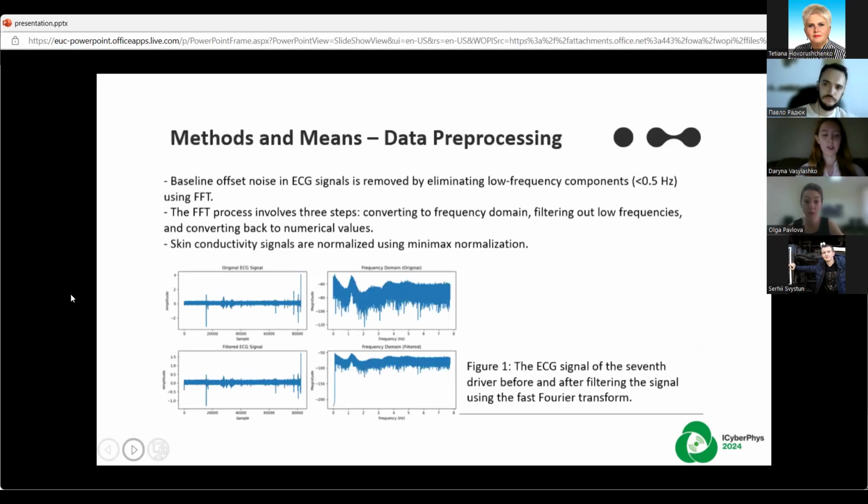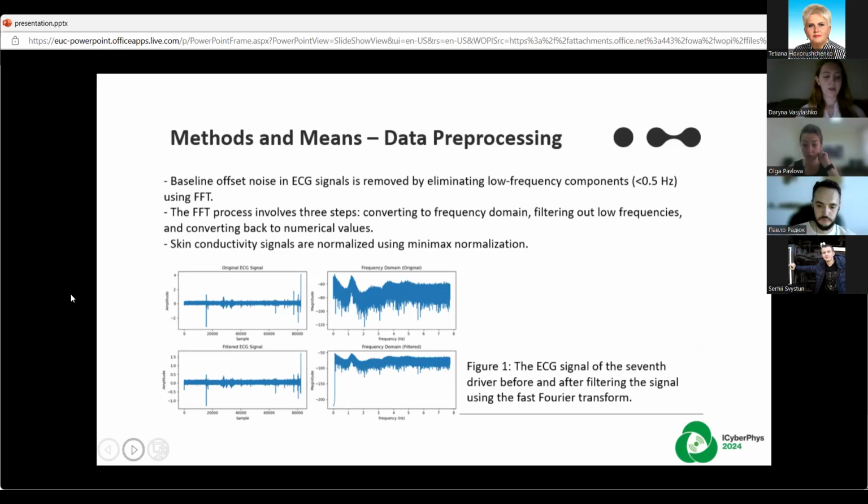Biosignal preprocessing is crucial for accurate analysis, particularly in ECG signals, where baseline offset noise from movement or breathing can distort results. So this noise is removed by discarding low-frequency components below 0 Hz using the fast Fourier transform and its inverse. The process involves transforming numerical values to frequency indicators, zeroing out low frequencies, and then converting back to numerical values.